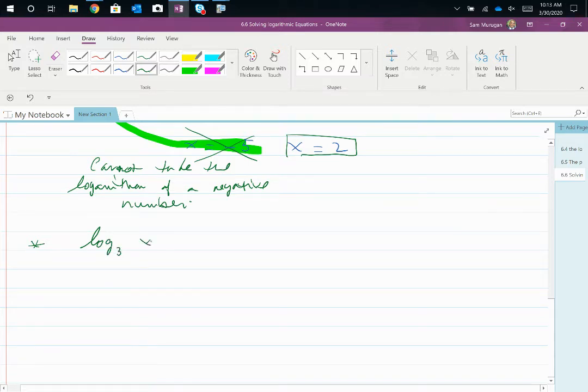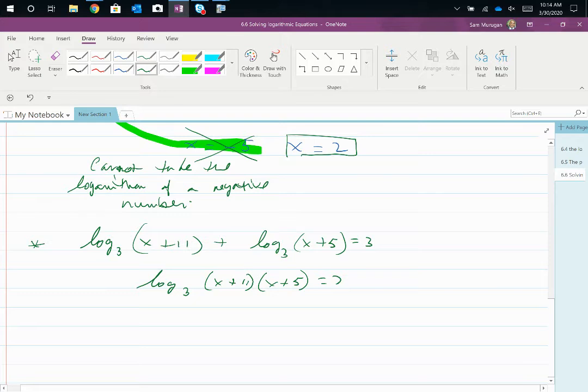Log base 3, x plus 11 plus log base 3, x plus 5 equals 3. So combining the two logarithms on the left-hand side into a single logarithm, we've got x plus 11 times x plus 5 is equal to 3 to the power 3.